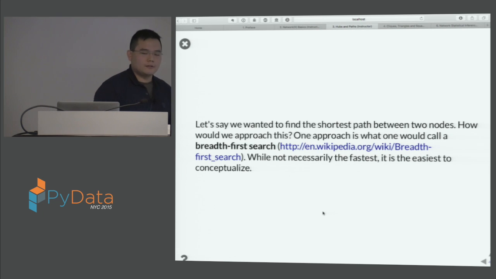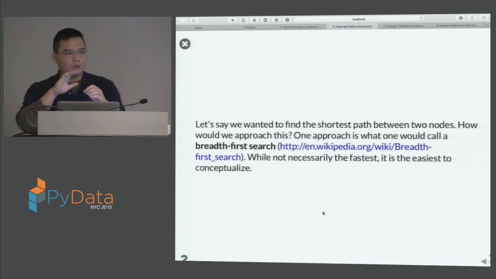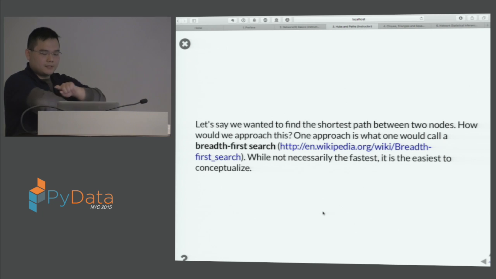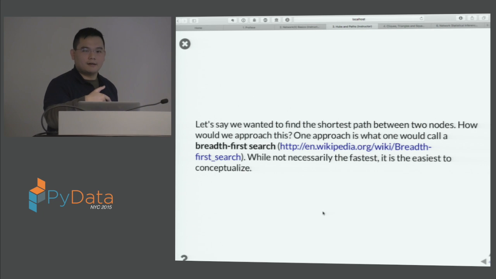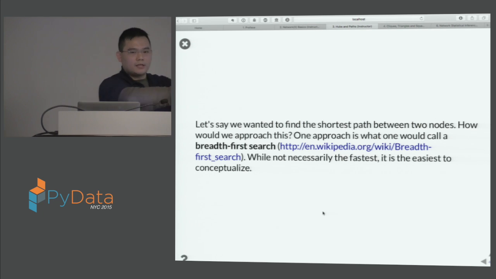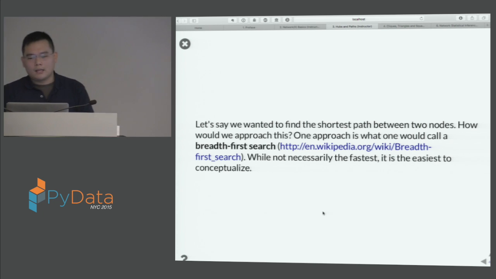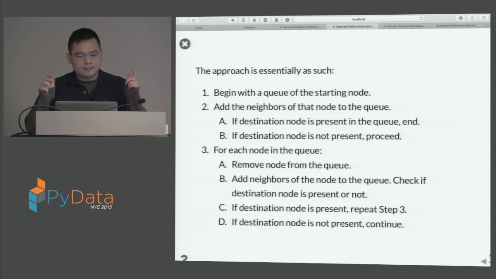So how would you find the shortest path between 2 nodes? One approach is to take a breadth first search approach, in which you say, I want to start at this node, and I want to get to a destination node. I'll search by looking first at the first degree of separation and seeing whether my destination node is there. And if it's not there, I'll iterate over all of the neighbors 2 degrees out, and so forth. This is not necessarily the fastest, but it's the easiest to conceptualize. So that's essentially the approach. I've given you the pseudocode for that.